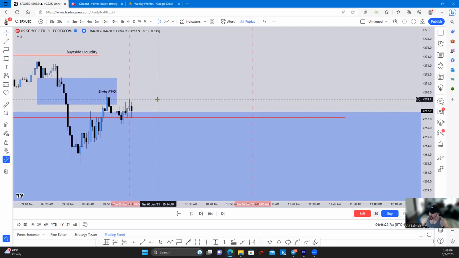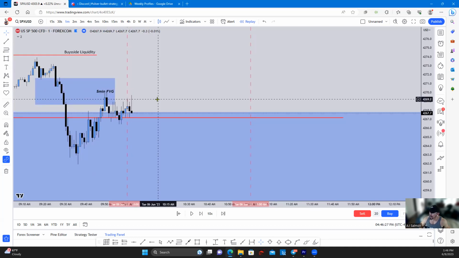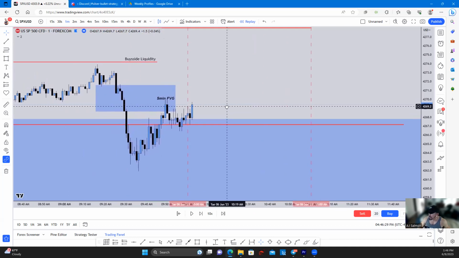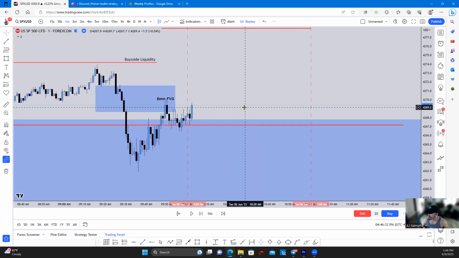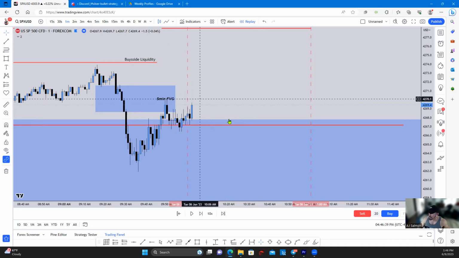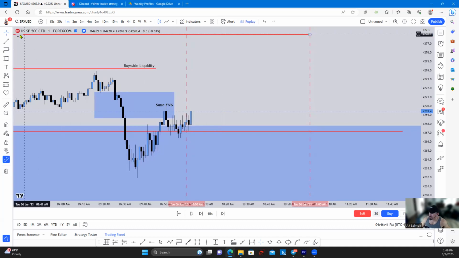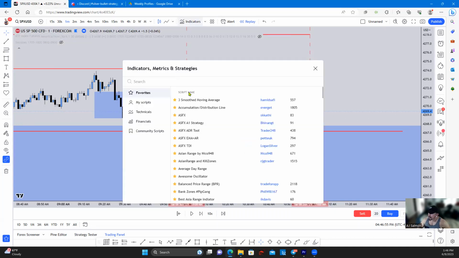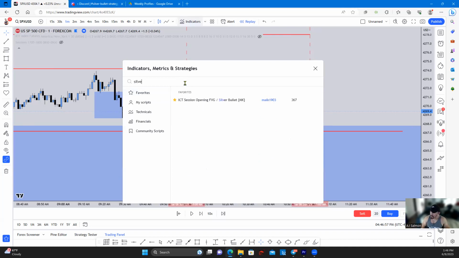Okay, so we're looking for a sign of displacement or a lot of volume coming into the market, so much that it creates a fair value gap on the 1 minute. Okay, a really cool indicator, I believe it's from a YouTuber called Zecker. I will link it below, has this silver bullet indicator.